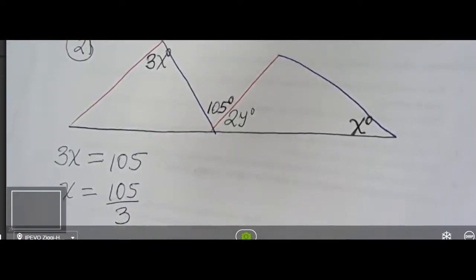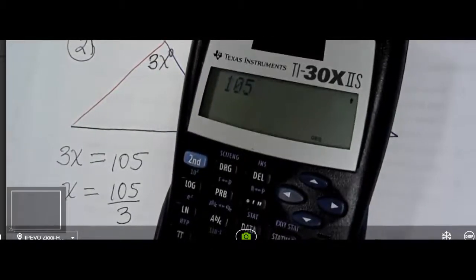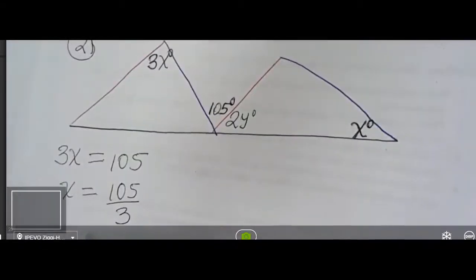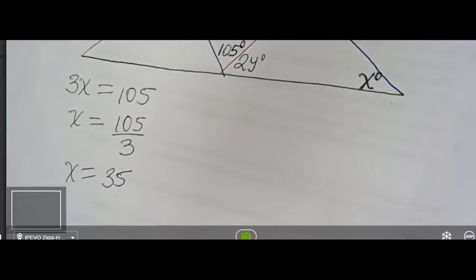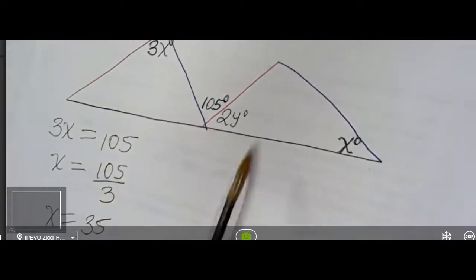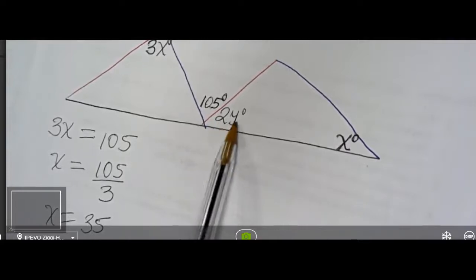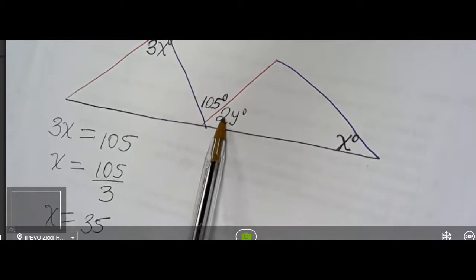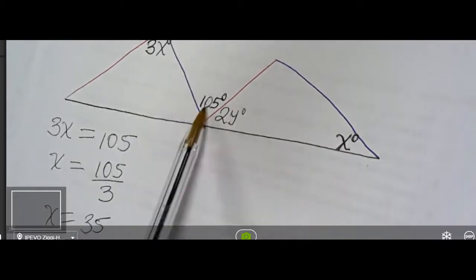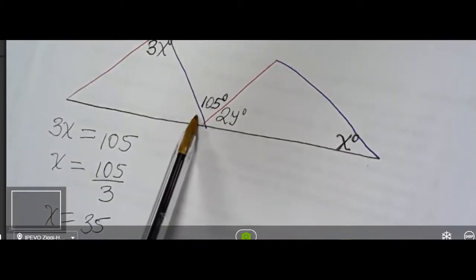So that's 105. We plug into the calculator. 105 divided by 3 is 35. So x is equal to 35. All right, how about y? What do we have that connects y? Okay, there's 2y here. We know this angle. Do we know this angle?